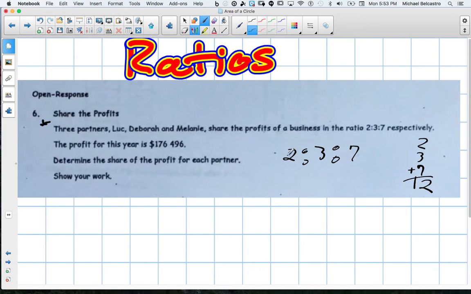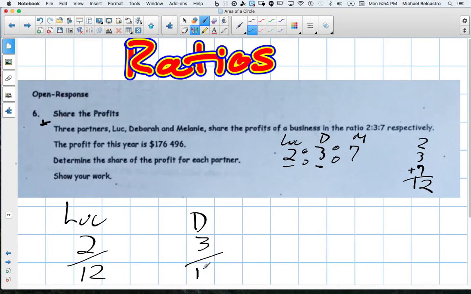To make these fractions, think of this like Luke, he's the 2. There's our Luke, our Deborah, our Melanie. Luke has 2/12 of the profit. Deborah has the number 3, 3/12 of the profit. And Melanie has the number 7. She has 7/12 of the profit.